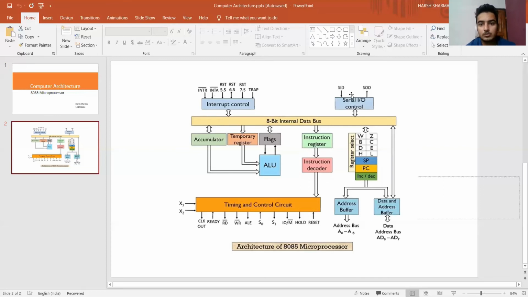So now we have serial IO, that is serial input output. SID stands for serial input data, and SOD stands for serial output data. It works on these two pins, SID and SOD. Now we have discussed the whole working process and the data flow in the 8085 microprocessor. Now we will discuss the pin diagram of the 8085 microprocessor.